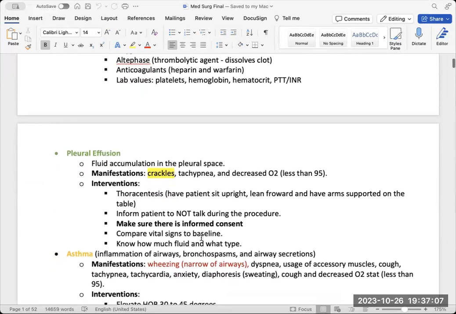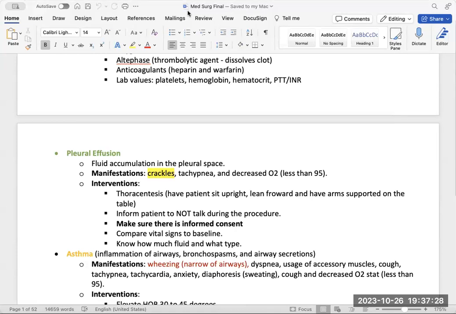But remember, NCLEX is about safety. So what is the antidote for warfarin? Is it vitamin K? Yes, and what is vitamin K in? Is it in green leafy foods?